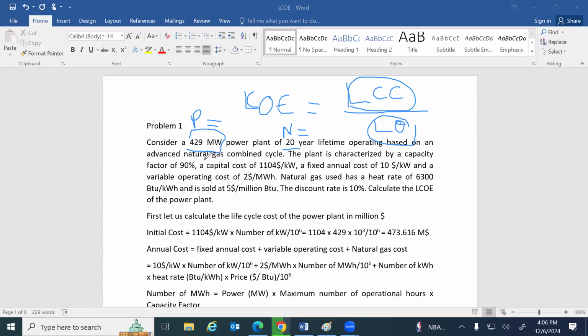Operating based on an advanced natural gas combined cycle. The plant is characterized by a capacity factor of 90%. How do we use the capacity factor here? You need to consider the total energy in 1 year. Yes, very good. So this power, we should calculate now.